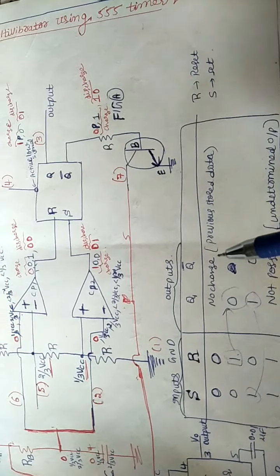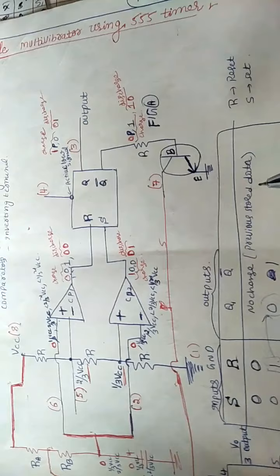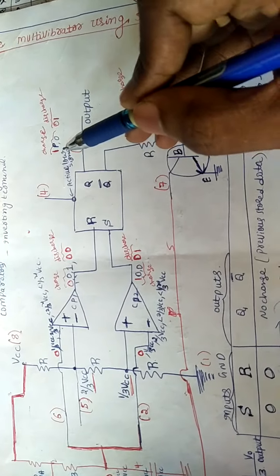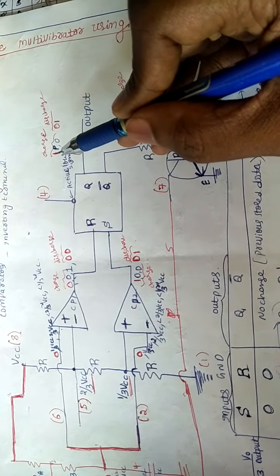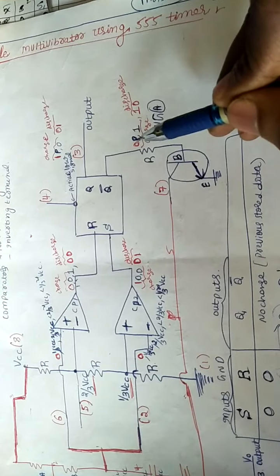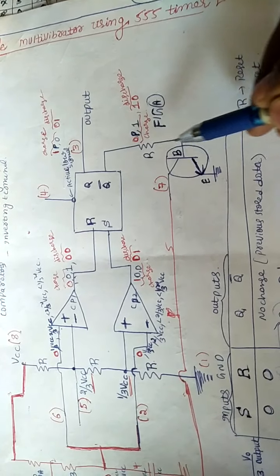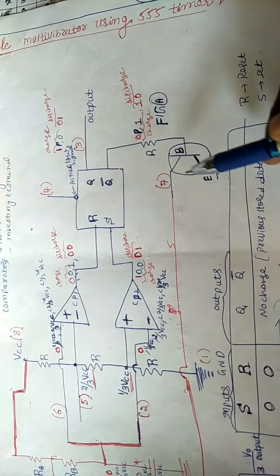Okay, so if both are 0, the previous data is stored. What is the previous output you got here? I have written P here. If the previous data is 1, the output is 1. If the previous data is 0, 0 will be here. So the base enters the transistor into the cutoff region.